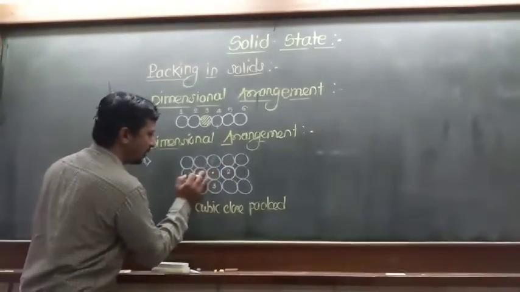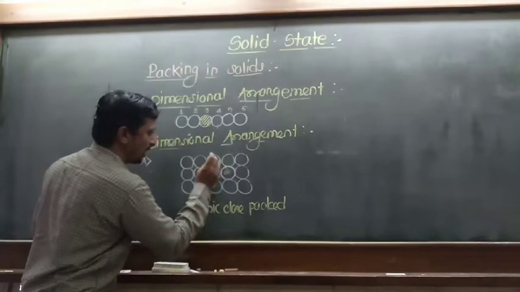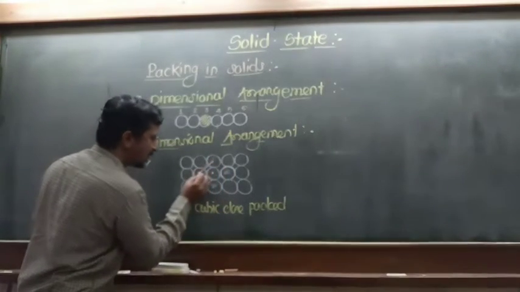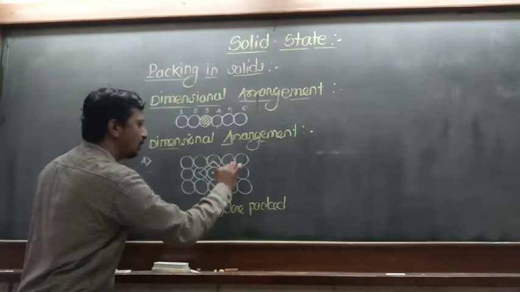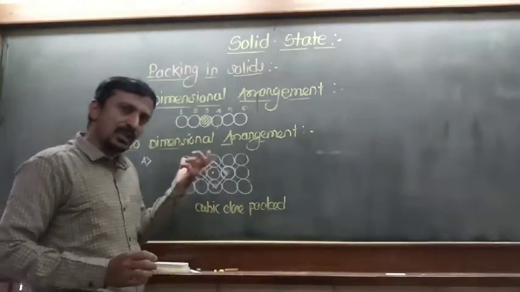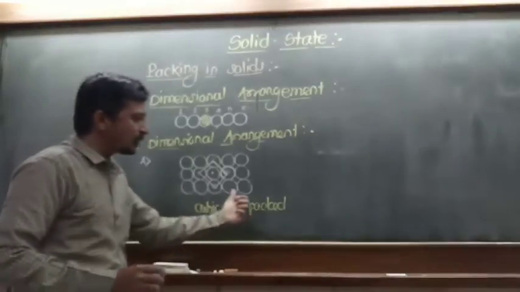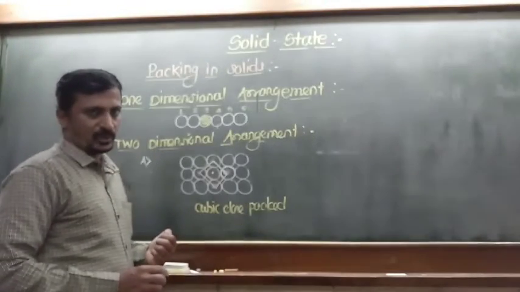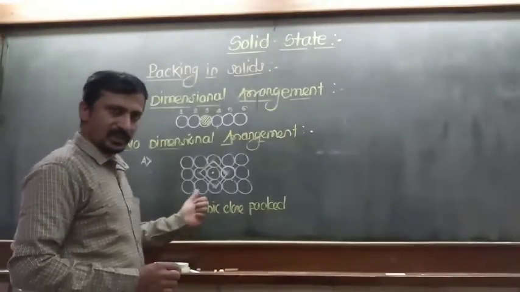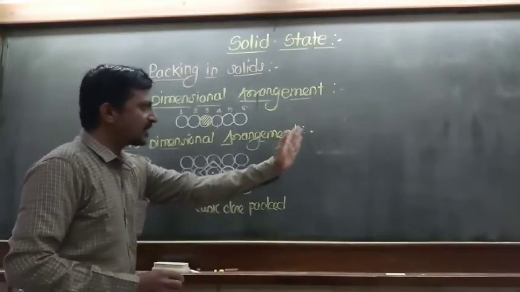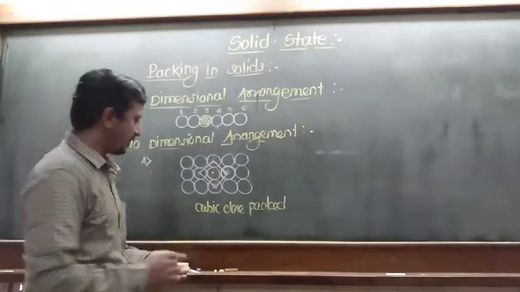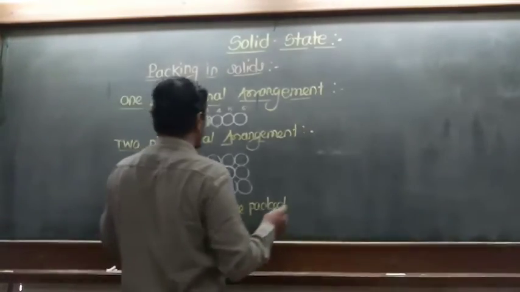And if you join the centers of these 4 atoms, it becomes a regular cube diagonal. That's why it is called a cubic close packed arrangement. Remember, it is called CCP, isn't it? Now in case of 2 dimensional, the same way, by means of another way, if you consider the 2 dimensional B case.